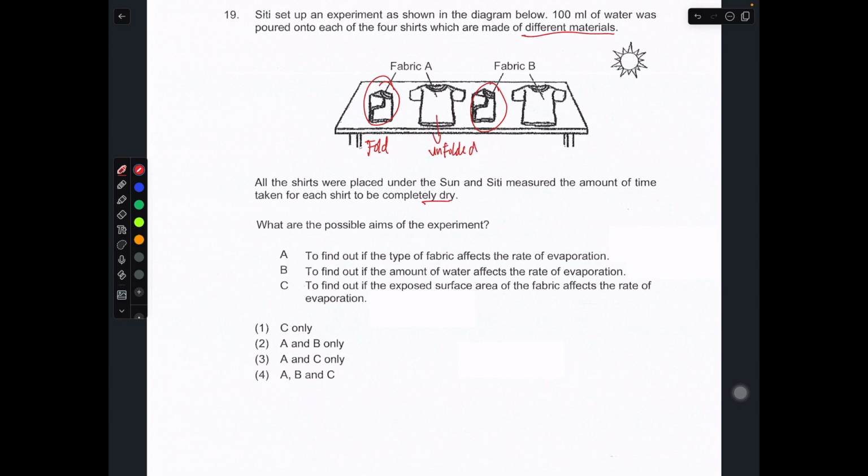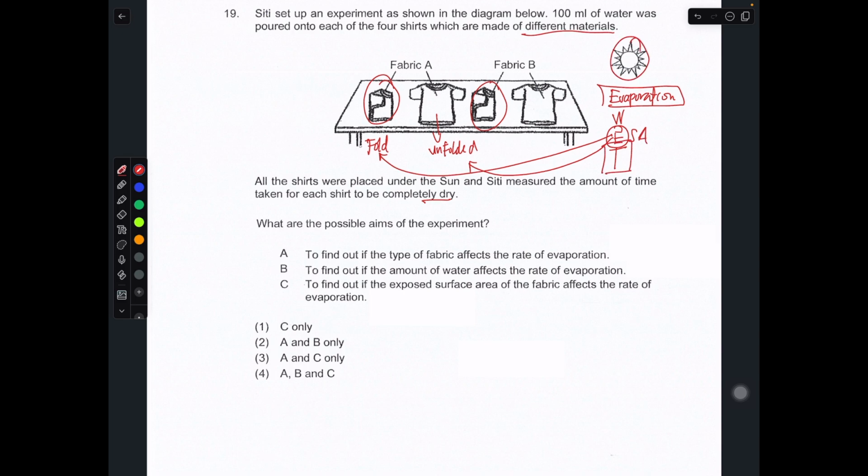Okay, this question has something to do with evaporation. Because the water on the shirt became dry, it must have become water vapor, and you know that this is something that is related to this. The folding and unfolding part is linked to this exposed surface area. And probably the sun is linked to the temperature.